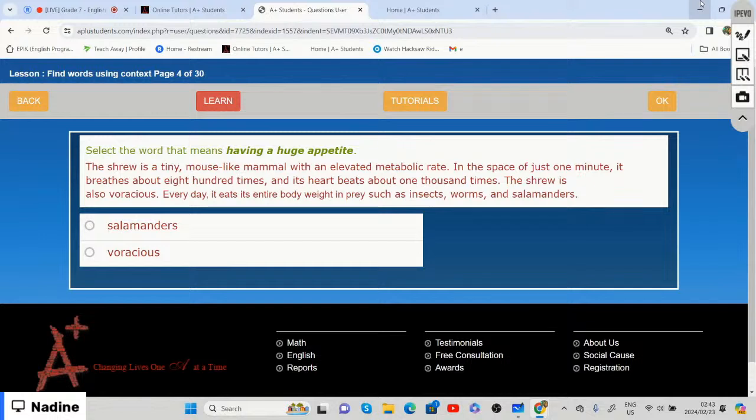So the shrew is a tiny mouse-like mammal with an elevated metabolic rate. In the space of just 1 minute, it breathes about 800 times and its heart beats about 1,000 times. The shrew is also voracious, right? And every day it eats an entire body weight in prey such as insects, worms, and salamanders. Now we need to basically select a word that means having a huge appetite. So is it salamanders or voracious?